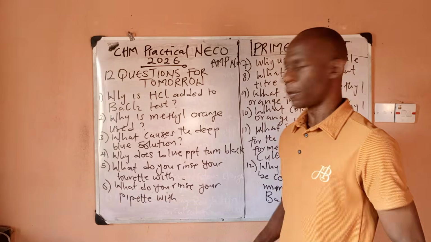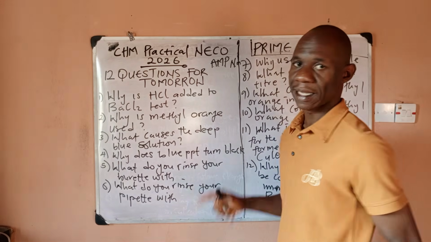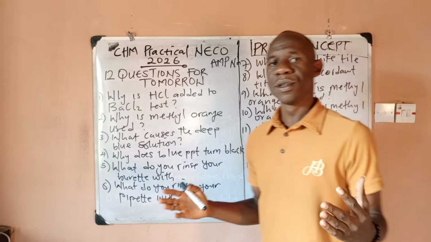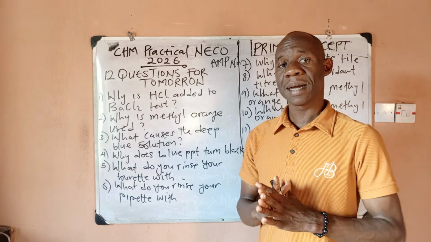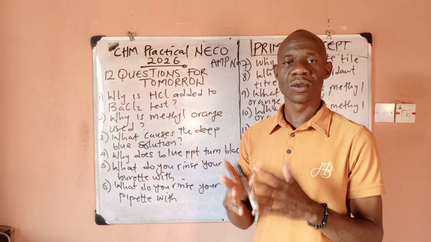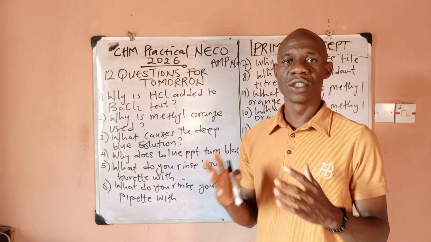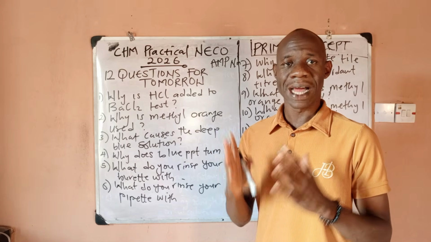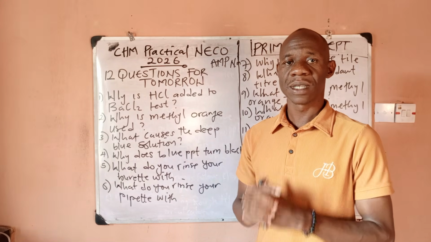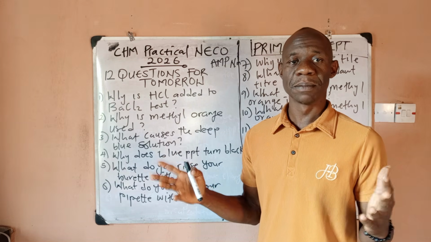Now, question number four, why does the blue precipitate turn black? The reason why the blue precipitate turns black, remember, to the first portion of your solution, you'd be required to add sodium hydroxide. When you add sodium hydroxide, you're going to get copper(II) hydroxide, which is a blue solution or a blue PPT.